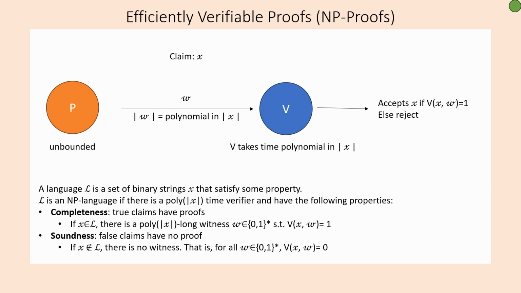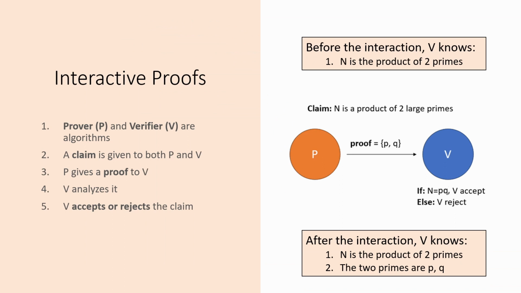Okay, so going back to our previous interactive proof example, an interesting observation I want to make is that after this interaction, the verifier knows more than they did before the interaction. Specifically, before the interaction, the verifier only knew that n is the product of two primes. After the interaction, the verifier knows the two primes p and q. To make this interactive proof zero knowledge, we want to hide p and q from the verifier.